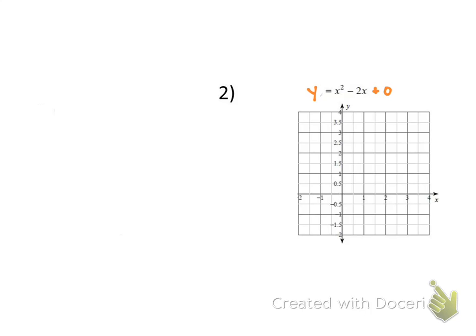I'm going to go back to using black ink on here. Alright, first step, negative b over 2a. We know our b in this case is negative 2. Since that's our b, it's negative negative 2 over 2a. A in this case is 1, which is equal to positive 2 over 2, which is equal to 1.